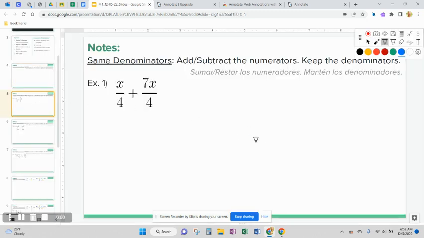So let's see how this comes into play with example 1. We have x over 4 plus 7x over 4. So our denominators are the same. We check them out, see that both these fractions are over 4. So we're simply going to keep our denominator the same and add up x plus 7x up top. And if it helps you to think about having a 1 out in front of that x, that might be good to write in. So we'll get 8x over 4.